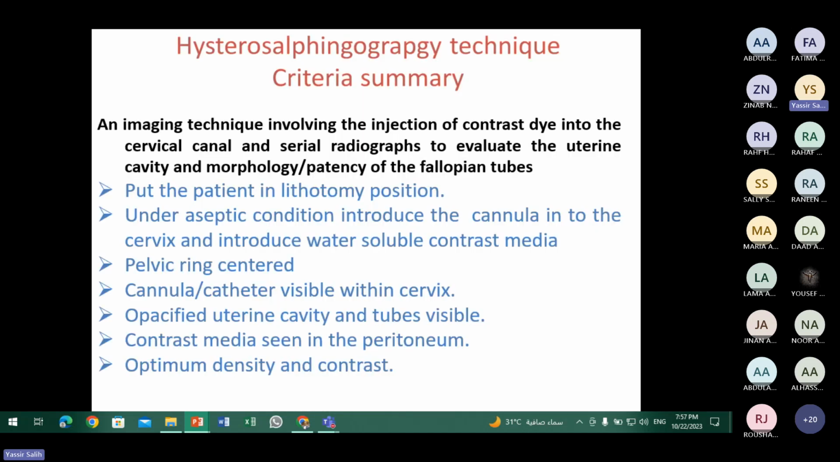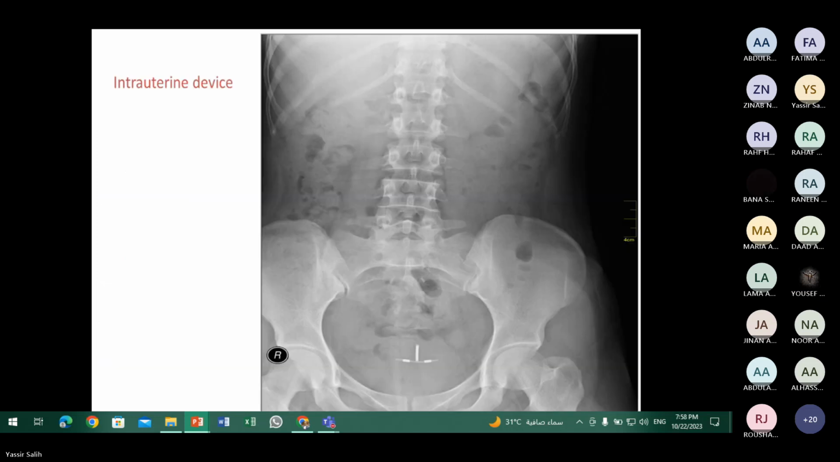طيب the next technique is hysterosalpingiography, HSG. This HSG, what is HSG? Give me any information. Hystero is the uterus, salpinx is the fallopian tubes. طيب okay, how is this technique performed? Contrast through the uterus, through the cervical canal.